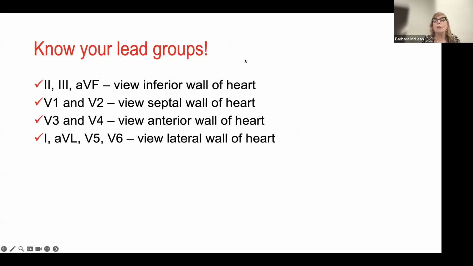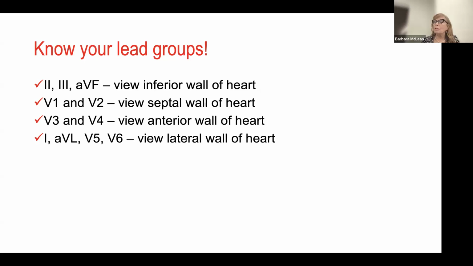The lead groups, when we talk about monitoring EKG, first and foremost, we talk about the inferior wall of the heart. That is visualized by the 3 leads that have the positive electrode down at the left foot. So if you're doing a 12-lead EKG, the lead could be on the left foot, it could be on the left thigh, it could also be on the left lower chest. That lead, when it is positive in 2, 3, and AVF, is looking at the inferior wall of the heart.